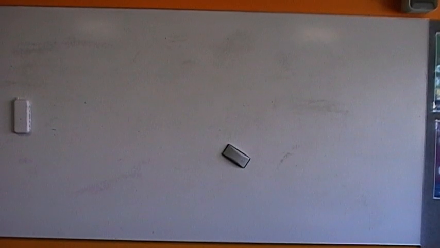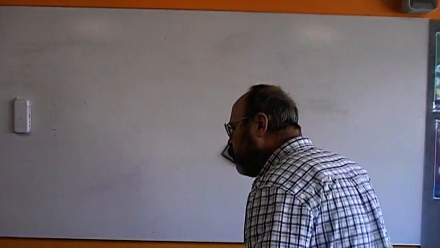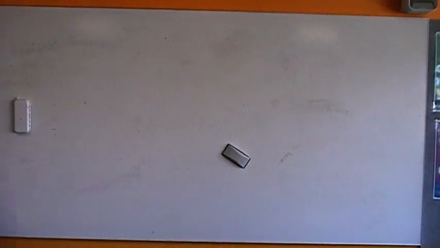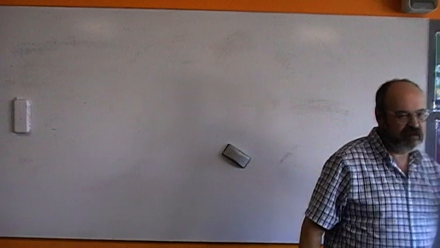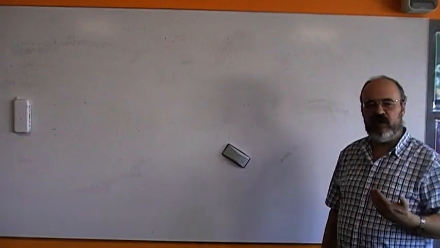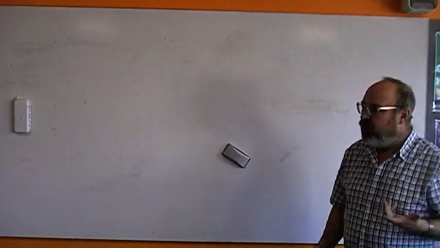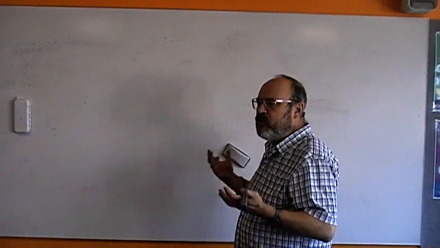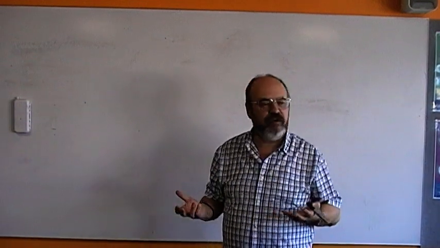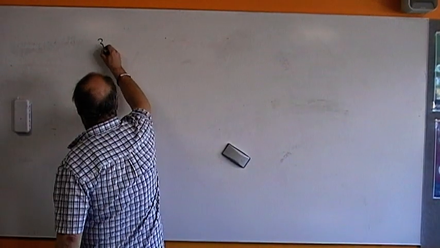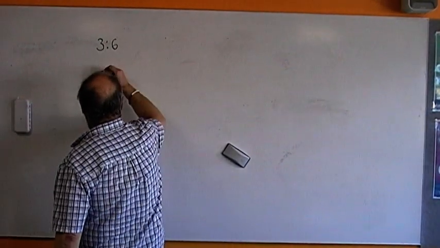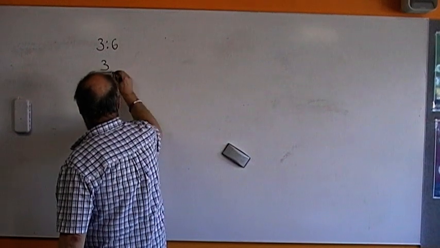So today we will learn first of all about simplifying ratios. Because when you give an answer as a ratio, you need to give it in the simplest form. And simplifying a ratio is the same as simplifying fractions. So if you have a ratio, for example 3 to 6, it's the same as 3/6.